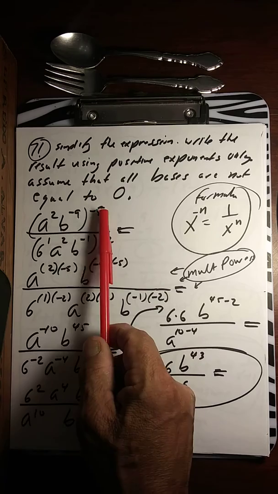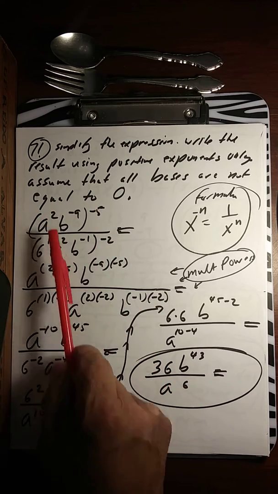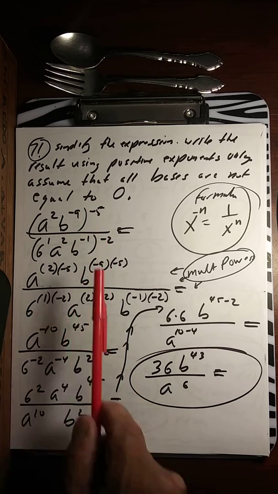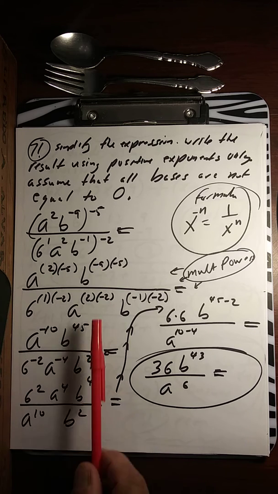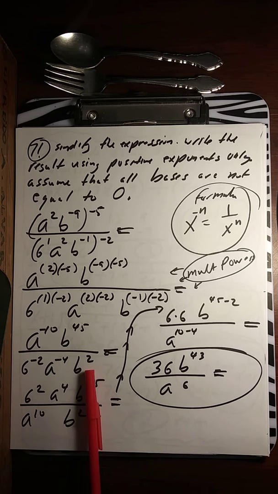Alright, so let's multiply all the powers first. This times this, and that times those. So that times that is this one, that times that is that one. Bottom one, negative 2 times 1, negative 2 times 2, negative 2 times negative 1. So that's going to give you a negative 10, 45, negative 2 power, negative 4 power, positive 2 power.